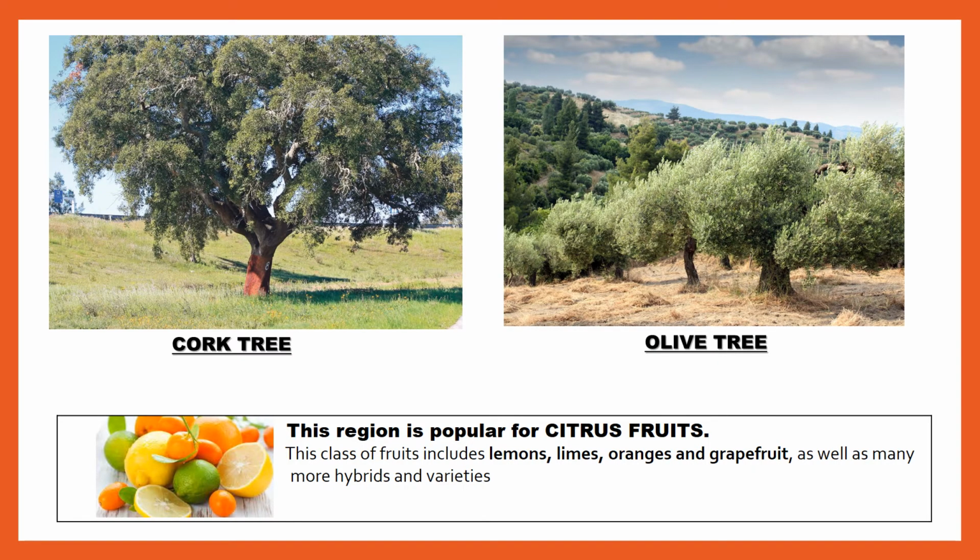The vegetation found in the Mediterranean type is typically adjusted to the long summer drought, and olives, oak, cork trees are found here. This region is also known for citrus fruits. So what are citrus fruits? This class of fruits includes lemons, limes, oranges and grapefruits as well as many more hybrids and varieties. The western coast of California is popular for citrus fruits.